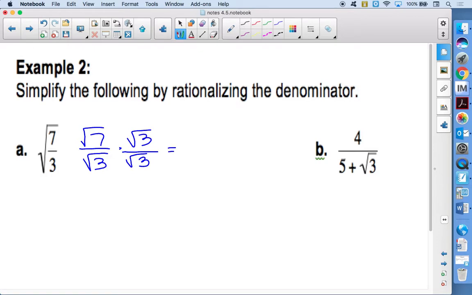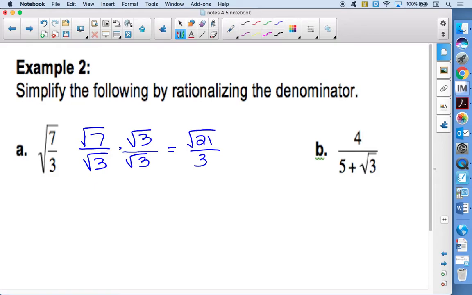So Nina, what would the top become? The square root of 21. And the bottom is? 3. So Nina, can I take the square root of 21 and divide it by a whole number of 3 to reduce it?